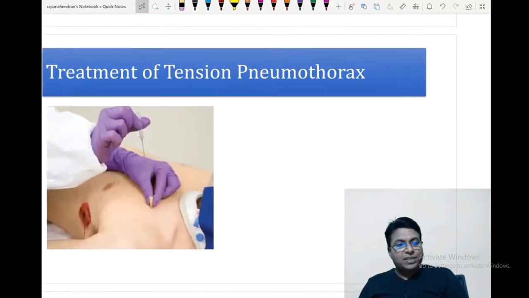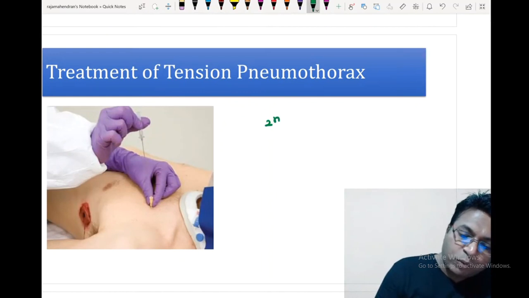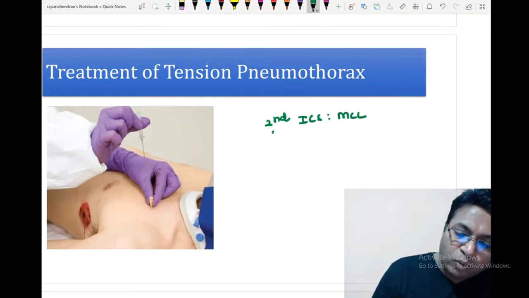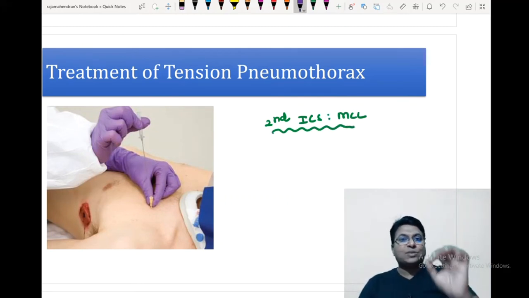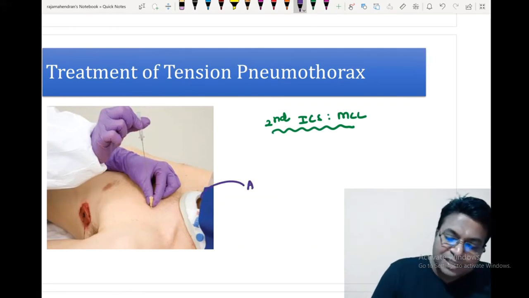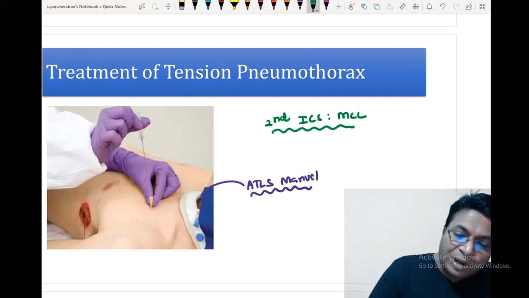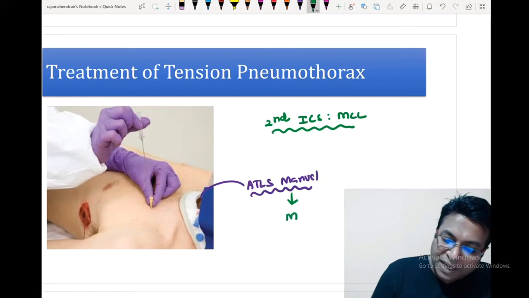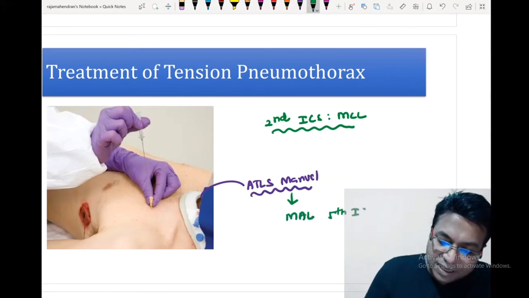So now there is a question which is changed in the ATLS manual. This is a tension pneumothorax patient. We were putting a needle in the second intercostal space at the mid-clavicular line, the old concept. Where will you put a needle in a tension pneumothorax? The recently changed ATLS manual latest edition says you should put it in the mid-axillary line at the fifth intercostal space. This is the latest concept.